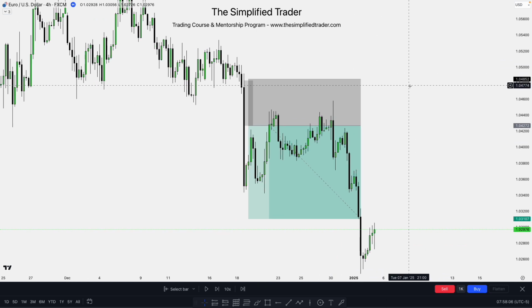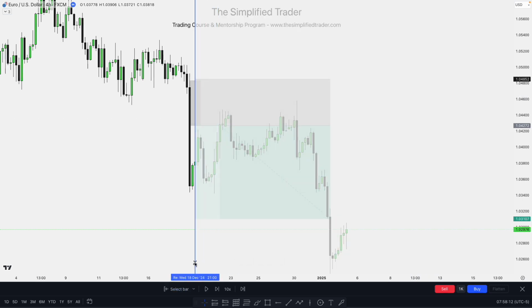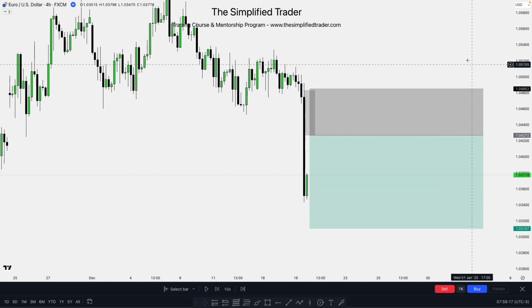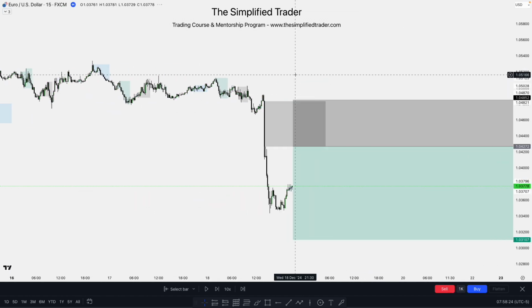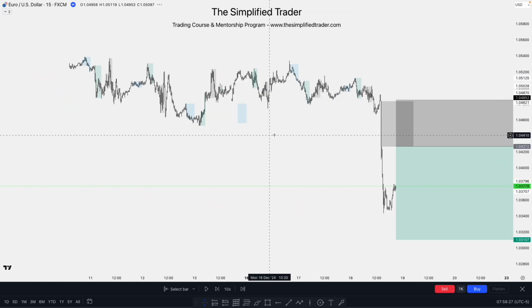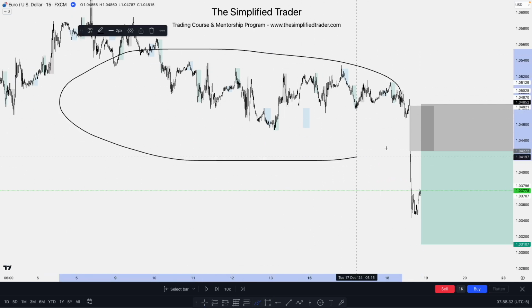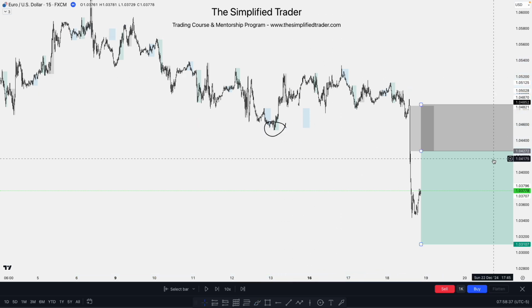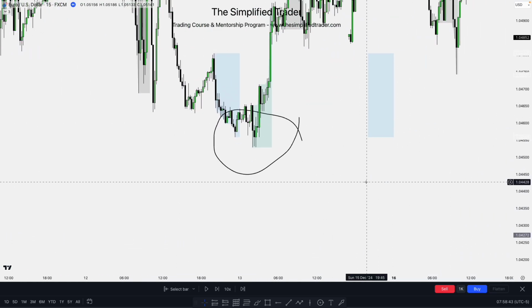But is there room for more improvement? Let's see. Remember, all of this is done before you take your entry. I'm just showing you the different examples and the different circumstances playing out. Going to the 15-minute again, let's see. If I zoom all the way out, where is the lowest point of price action? It is over here. Now, let's see if there's a PD array that we can utilize. If I zoom in here, what do we see?